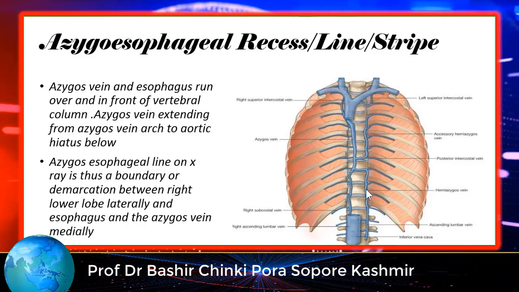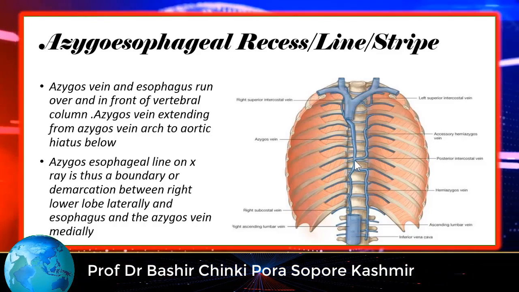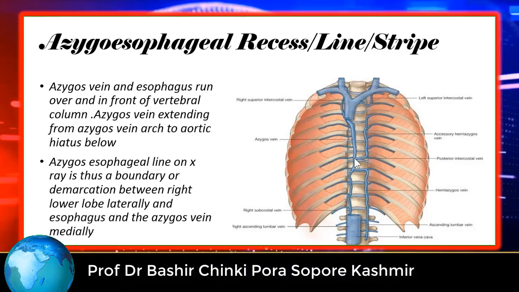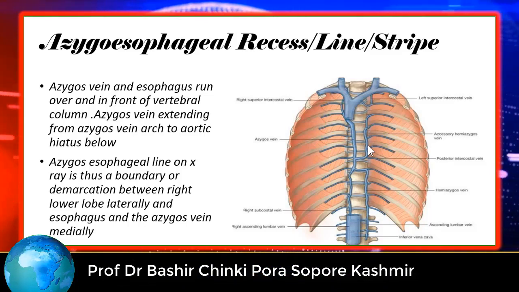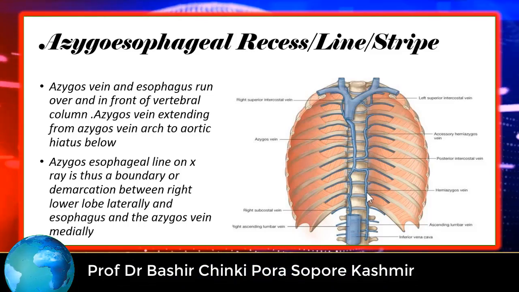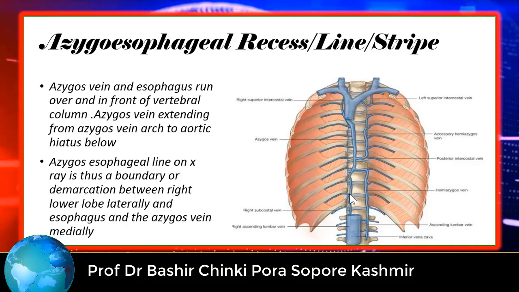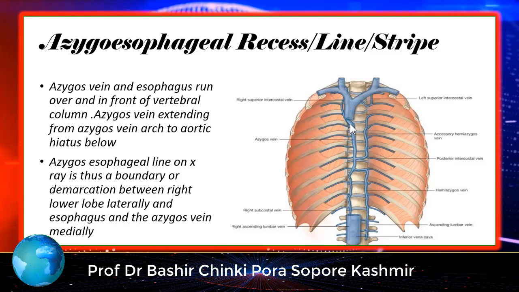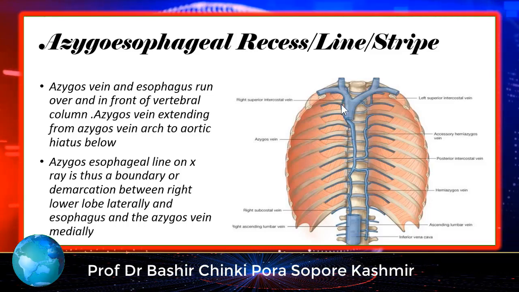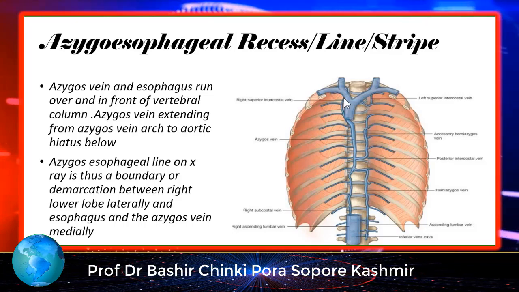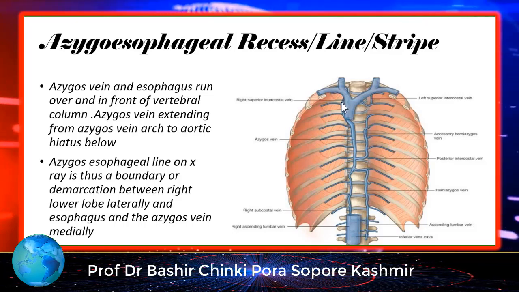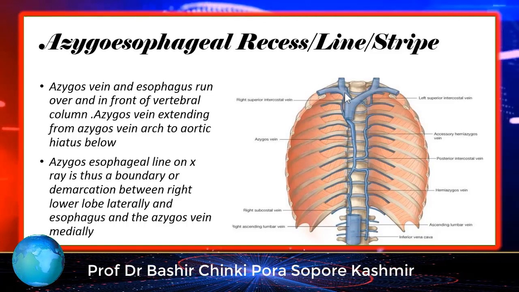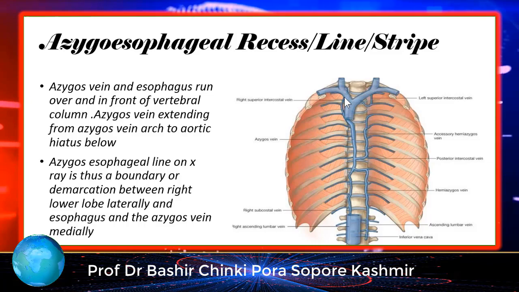This is the hemiazygos vein here, and here they unite to form the azygos vein. The azygos vein may also receive the accessory hemiazygos vein. So this is left hemiazygos vein, this is right hemiazygos vein. Two unite to form the main azygos vein, and this azygos vein then ends up in the arch of azygos vein, and then to the superior vena cava.